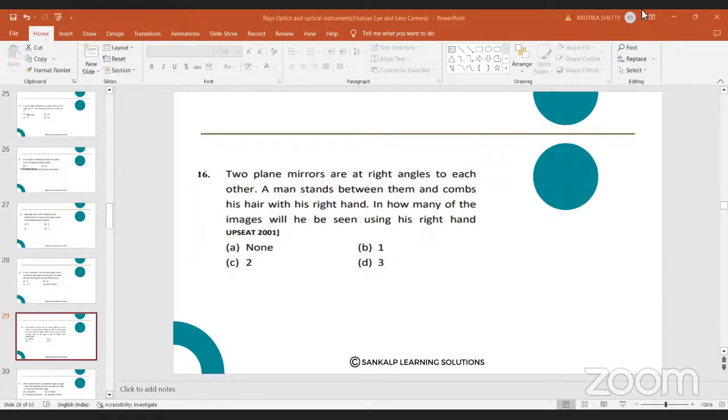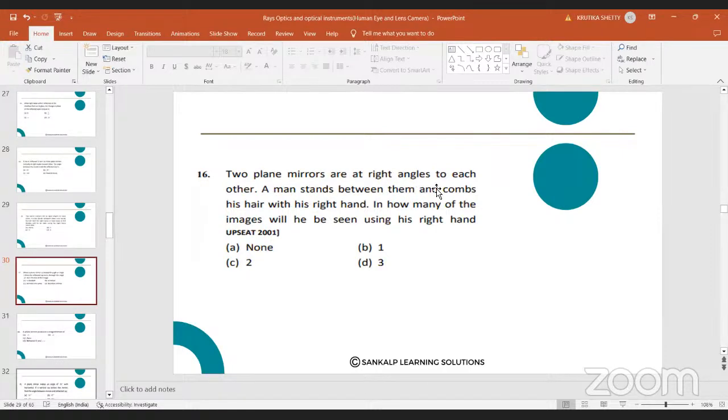Here the two mirrors are held at right angles, so the angle is 90 degrees. So it is 360 divided by 90. We are getting 4. But as it is an even number, the number of images will be 3. But as he is combing with his right hand, the image which is between the two images has the comb in his left hand, therefore the number of images using the right hand is 1. Sorry, option B, that is 1, is the answer. Okay, then the next question.